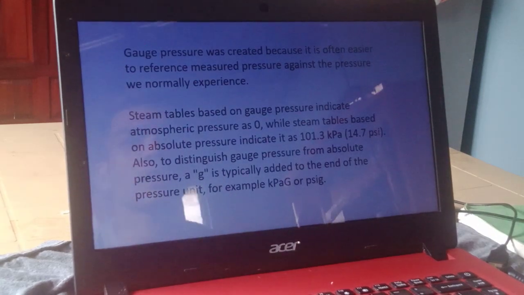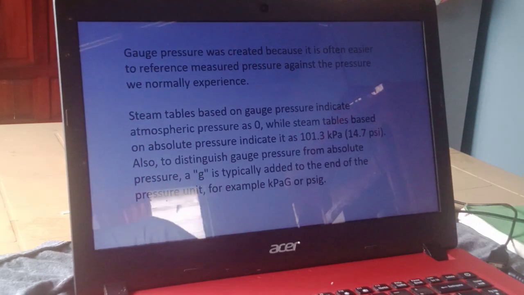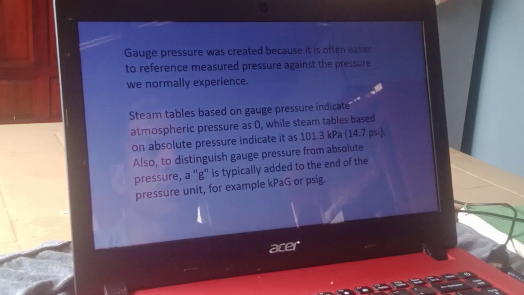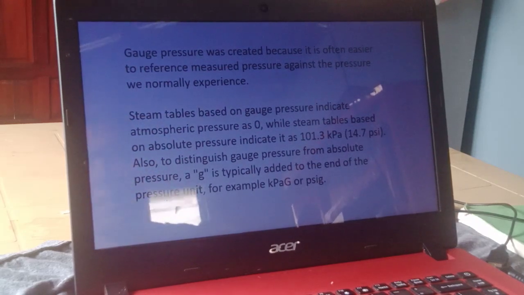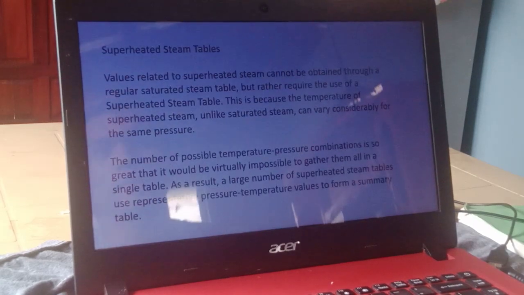Gauge pressure was created because it is often easier to measure pressure against the pressure we normally experience. Steam tables based on gauge pressure indicate atmospheric pressure as 0, while steam tables based on absolute pressure indicate it as 101.3 kPa or 14.7 psi. Also, to distinguish gauge pressure from absolute pressure, a g is typically added to the end of the pressure unit, for example kPag or psig.